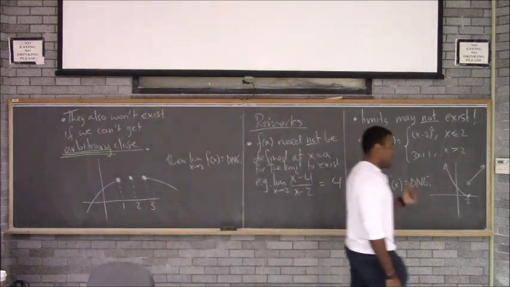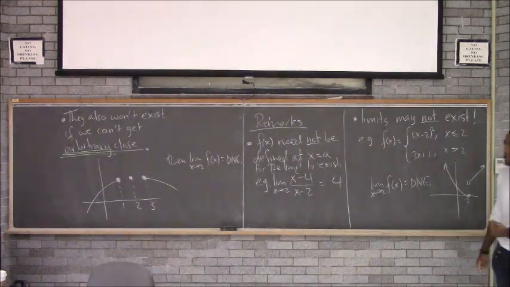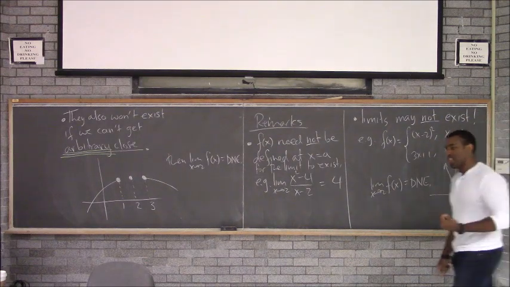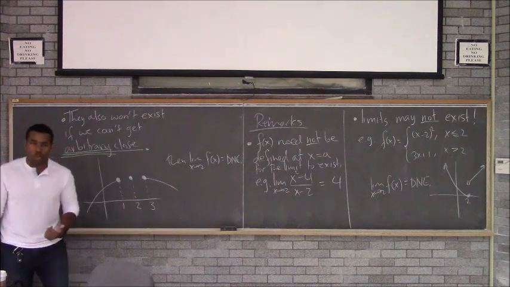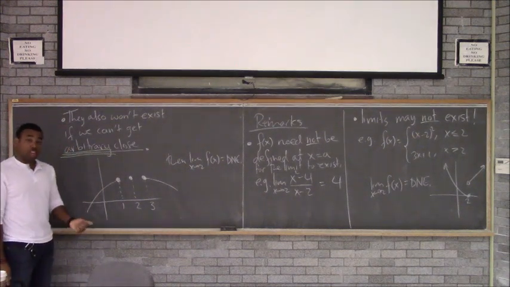So it's very important that you realize that you don't need to be defined, but you need to be able to get as close as you want. And there needs to be no ambiguity in what your y value is doing, and unless all those things work out, the limit doesn't exist.